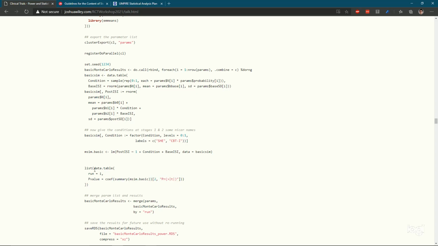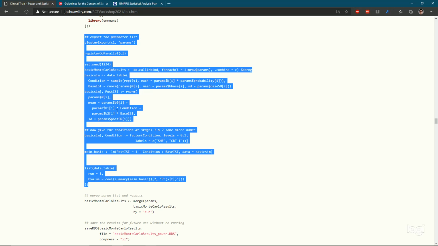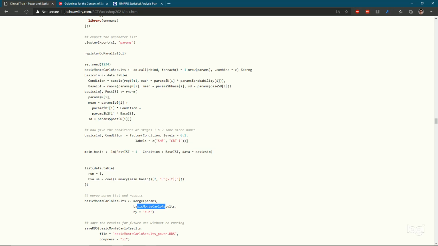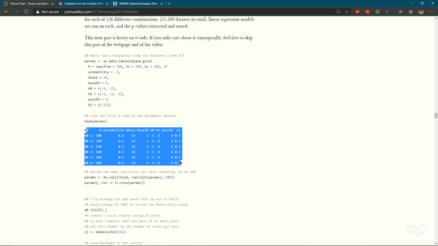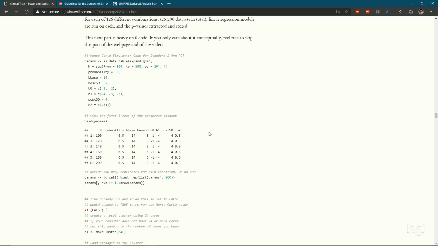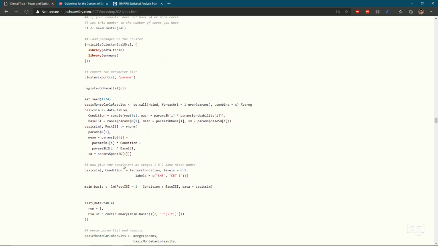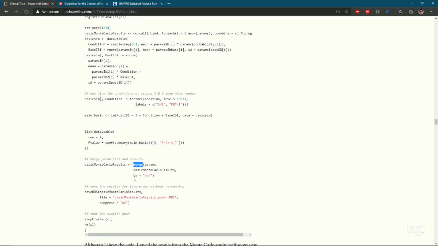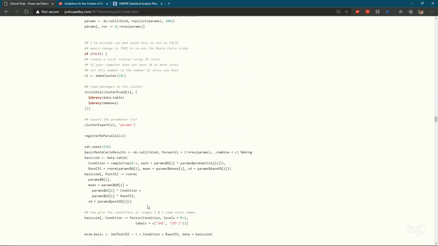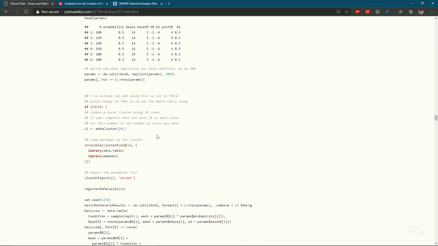This gives me a data set that will have which run it was, 1, 2, 3, 4, 5, etc., and a p-value. This is run in parallel, and then I merge those p-values back in with my parameters data set. That way I know what p-value belongs to what particular set of parameters, and I do that here using merge. Then I save these results so that I don't have to run it every time and shut my cluster down.